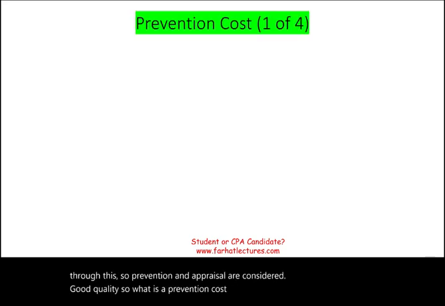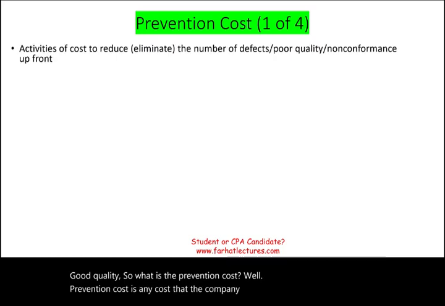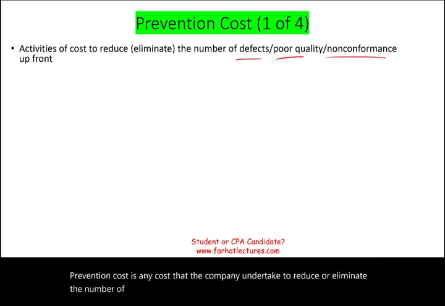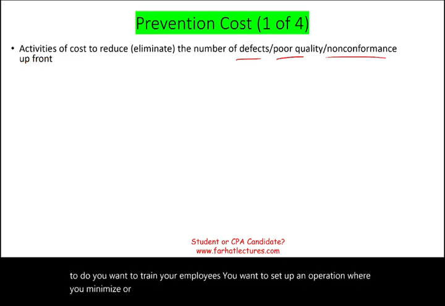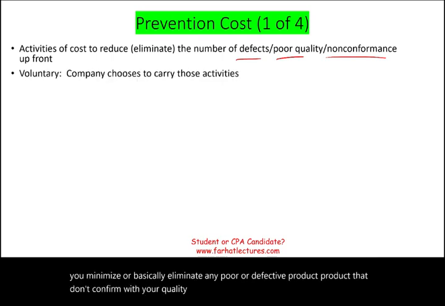Well, prevention cost is any cost that the company undertakes to reduce or eliminate the number of defects, poor quality, non-conformance upfront. So what you want to do, you want to train your employees. You want to set up an operation where you minimize or basically eliminate any poor or defective product, product that doesn't conform with your quality upfront. Now, this activity is a voluntary activity by the company. The company chooses to carry those prevention costs.